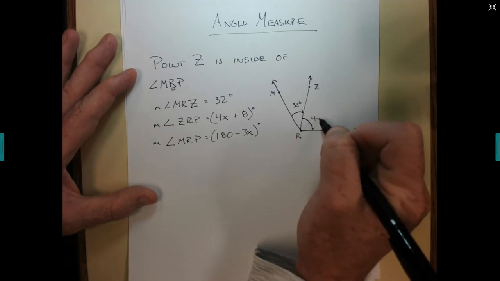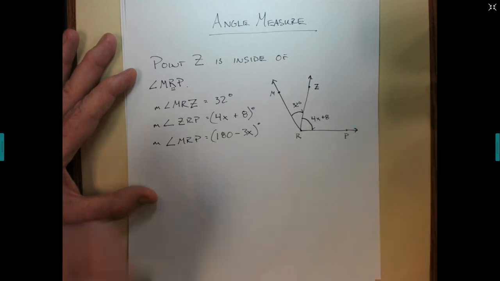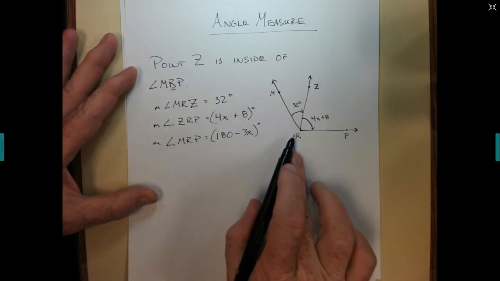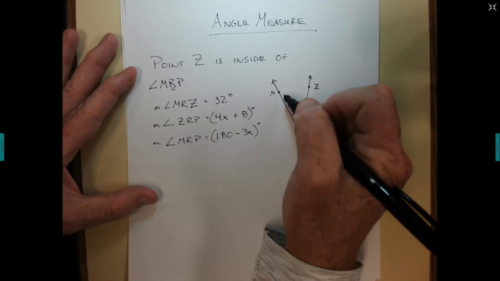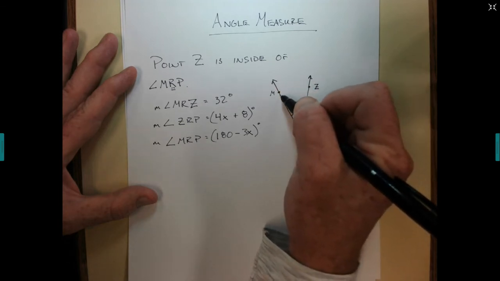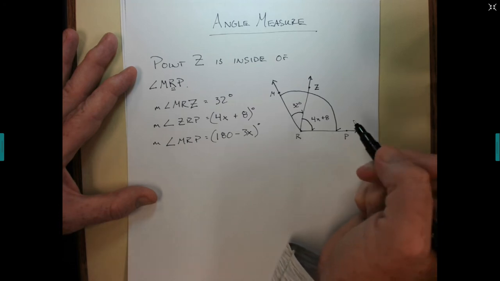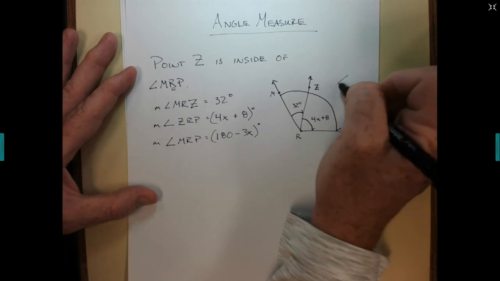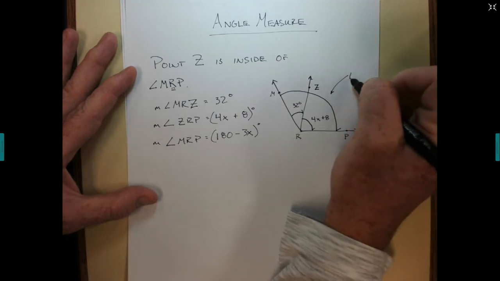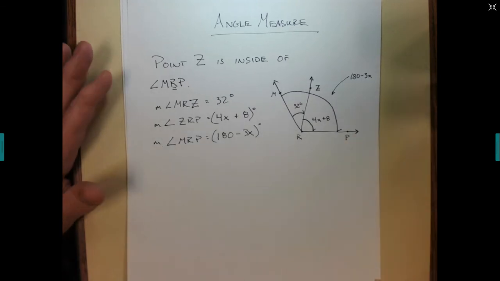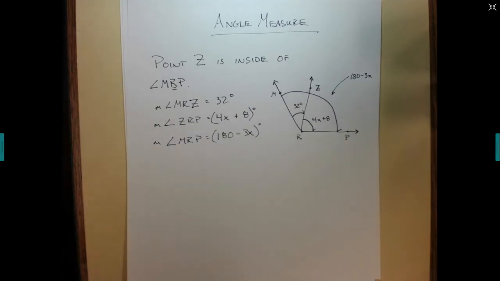That is 4x plus 8 degrees. And MRP is the entire angle. So somehow I've got to make some sort of equation. The entire angle is 180 minus 3x. So the trick here is, man, I've got to be able to see the equation that exists here.